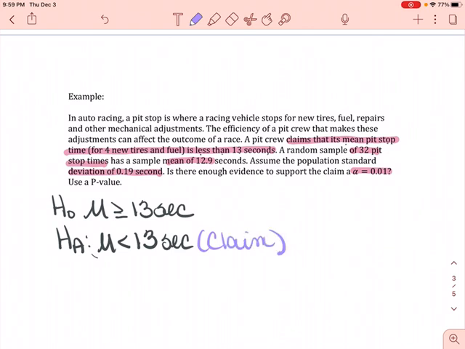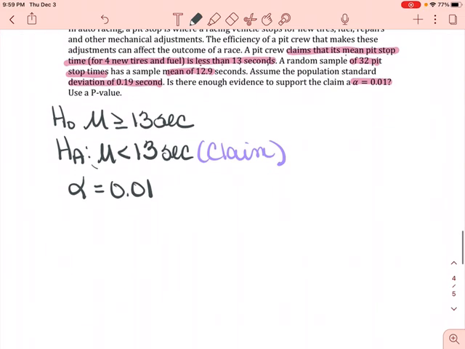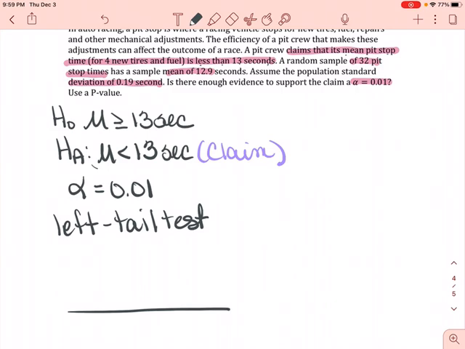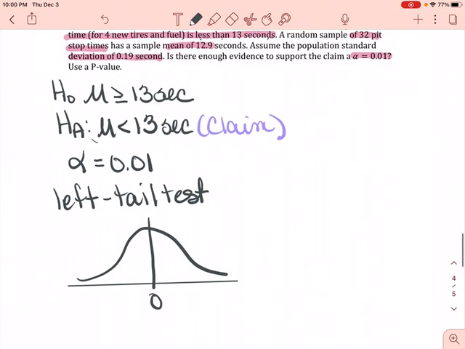All right, so our next thing on our agenda is what is alpha? Okay, so we want to make sure that that's what we're testing against. All right, is it a left, right, or two-tail test? So this is a left tail test. Okay, so I'm going to draw my picture. Which means the z that I'm going to get is going to go down here. So I have to find my test statistic.